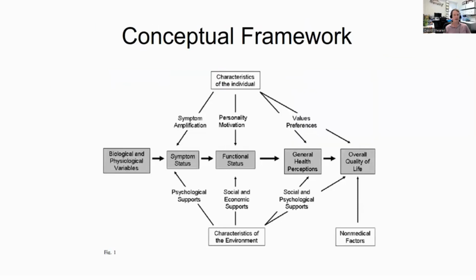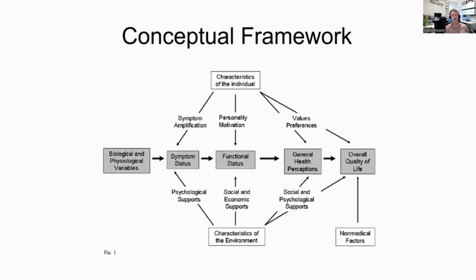This is, I think, a nice conceptual framework that I use when thinking about outcomes. Basically, the idea here is that whatever clinical problem, injury, or disease that we're looking at, there's some underlying biology that's pathologic. That pathology leads to some symptoms that the patient experiences that may or may not influence their function, which may or may not influence their perception of their health, which may ultimately influence their overall quality of life. And so we can measure outcomes anywhere along this spectrum.